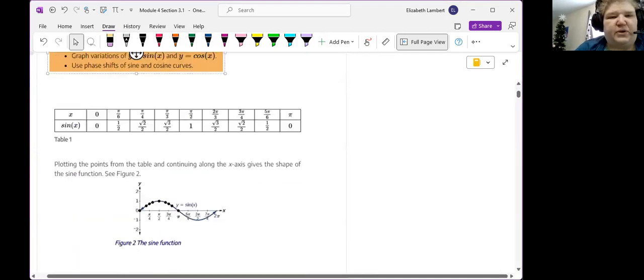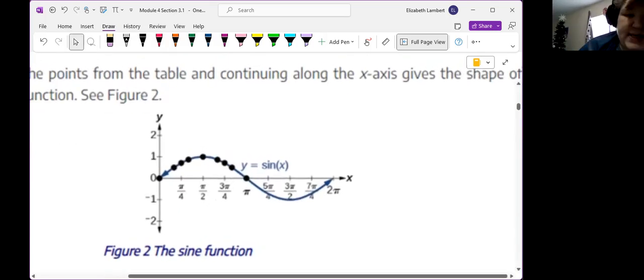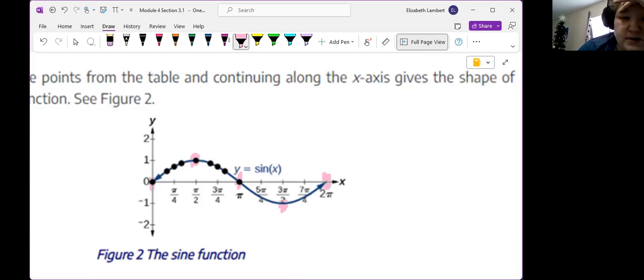If we just pull the sine values from the unit circle starting at 0, pi over 6, pi over 4, pi over 3, pi over 2, sine starts at 0, goes up to 1, comes back down to 0. If we look at 3 pi over 2, sine is at -1, and then at 2 pi, it's back to where it started at 0. So our graph here is showing us the same thing. That is one period of sine.